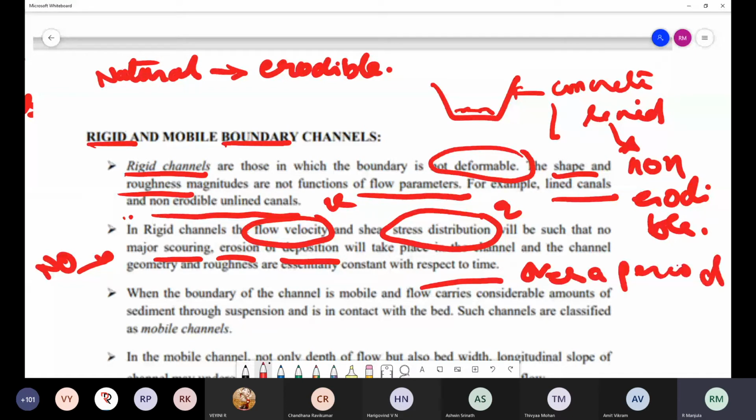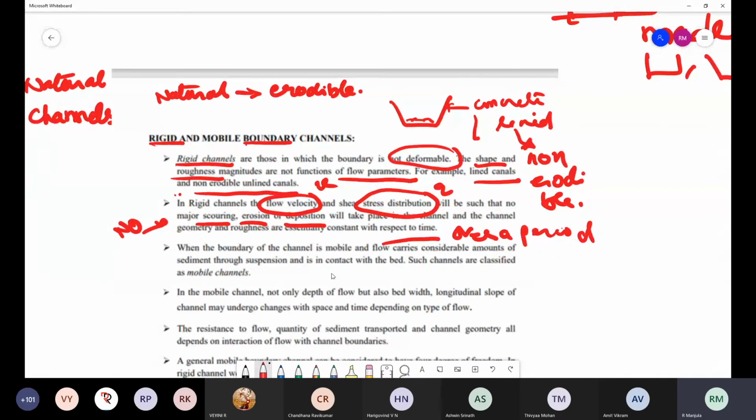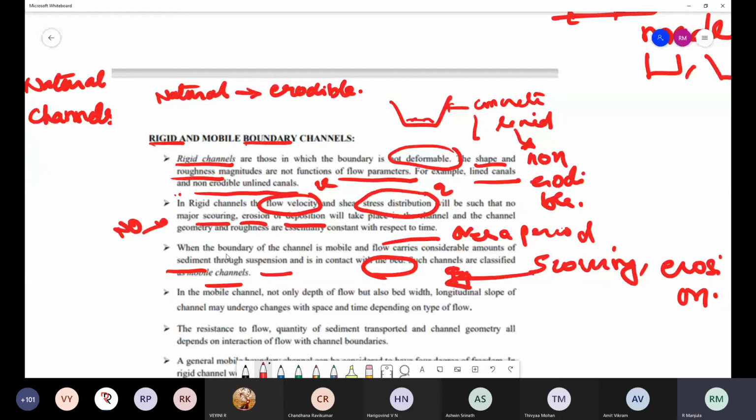Then, when the boundary of the channel is mobile, the flow can carry a considerable amount of sediment, through suspension or in contact with the bed. So these are called mobile channels. In the sense, when the boundary is mobile, there is a possibility for scouring and a possibility for erosion. Those things are possible for mobile channels.